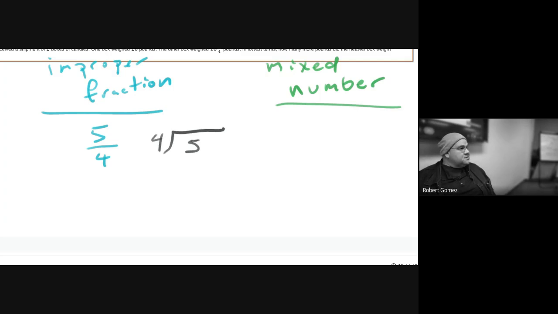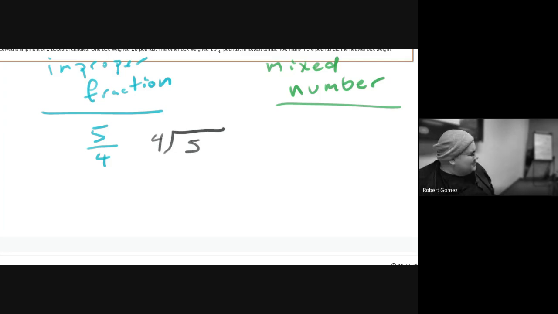So I turn this into a division problem. The reason I'm setting it up like this is because it's so much easier to work with. Now I can ask myself, how many times does 4 go into 5? Once, right? It only goes in one time.